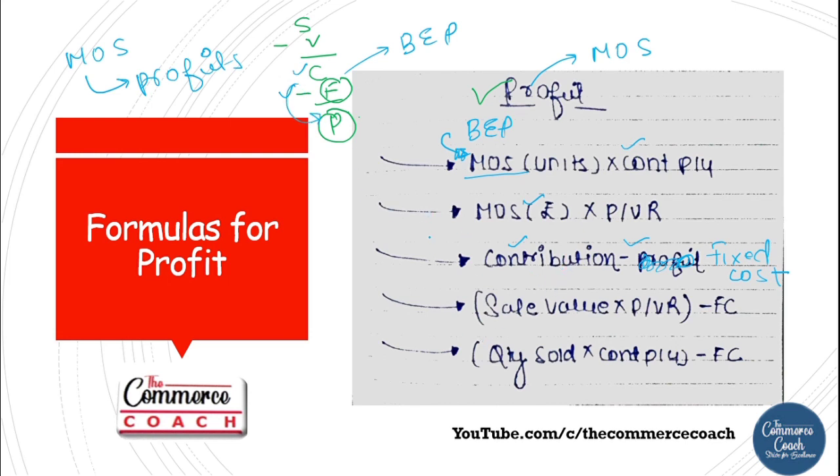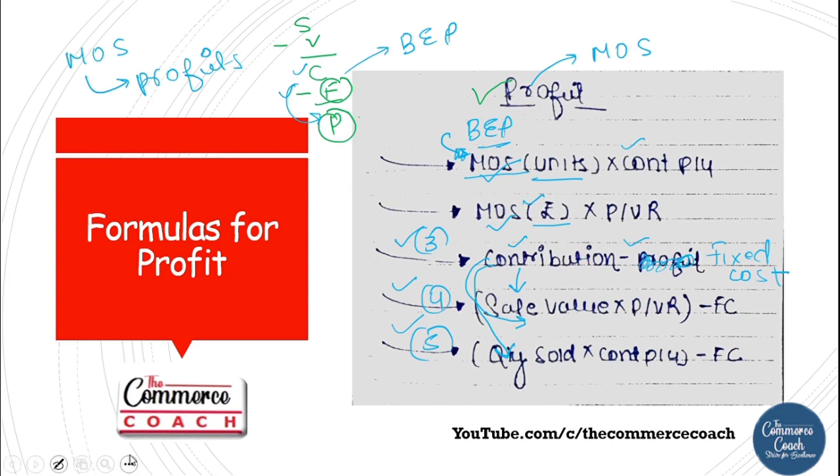And in the same way, we had the formula number 3, 4 and 5 related with each other. We have the same thing here. See, contribution, same formula for contribution, same formula for contribution. So remember the formula number 3, you are done with the 4 and 5. Now units and rupees, just substitute BEP. At the place of BEP you just have to write MOS, because MOS is the point where you start to earn the profits.